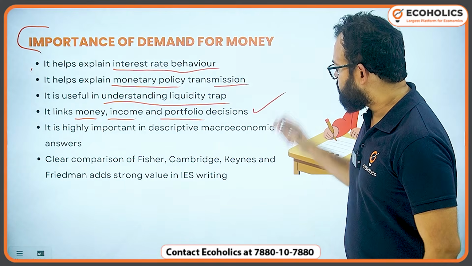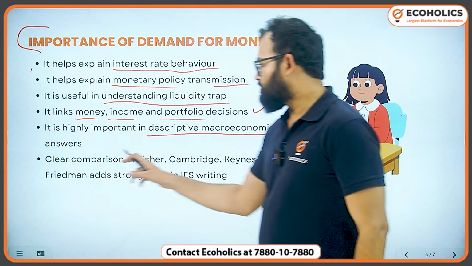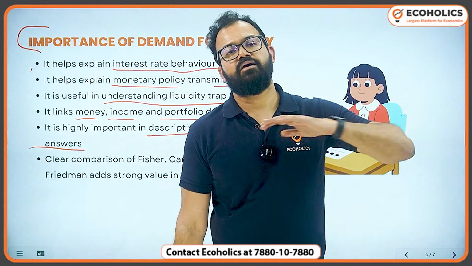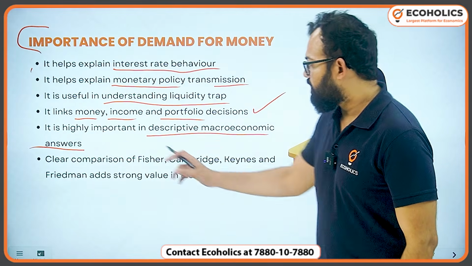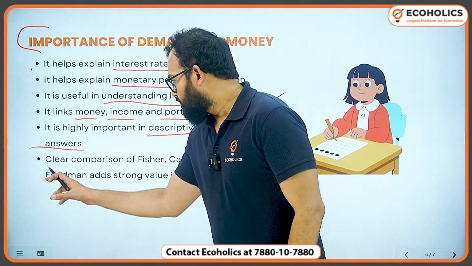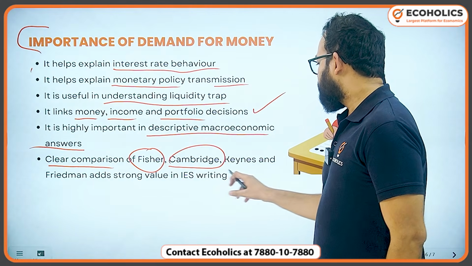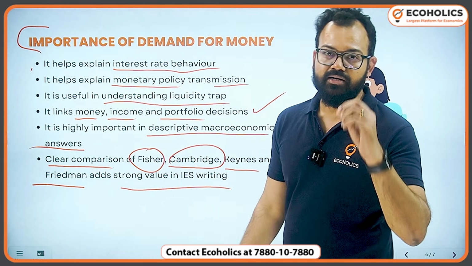So this is the most important point. It is highly important in a descriptive macroeconomic answer. So whenever you're writing the answer, if you're just writing plain text copied from the books, you will not get marks, you will lose marks. But here, if you add these examples, it will make your answer rich. Okay. A clear comparison of Fisher, Cambridge, Keynes and Friedman adds strong value in IAS answer writing.